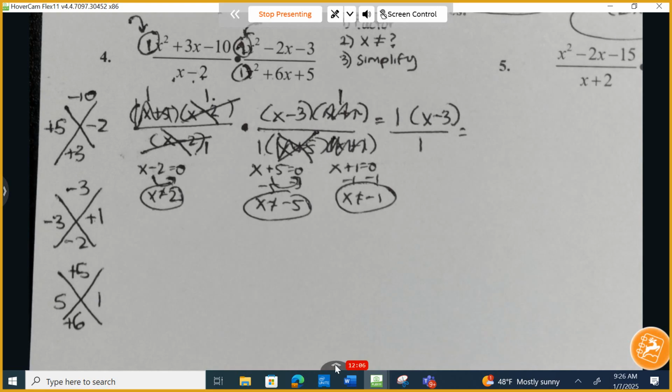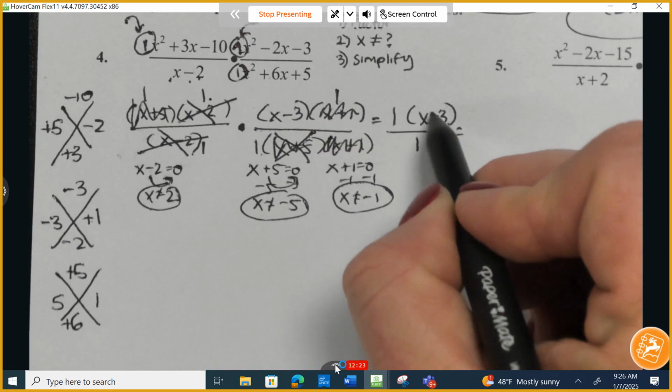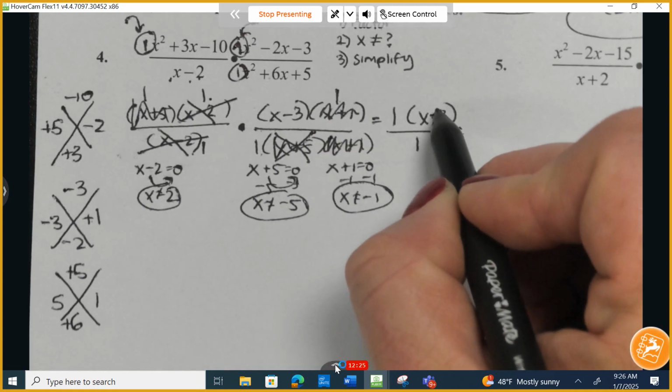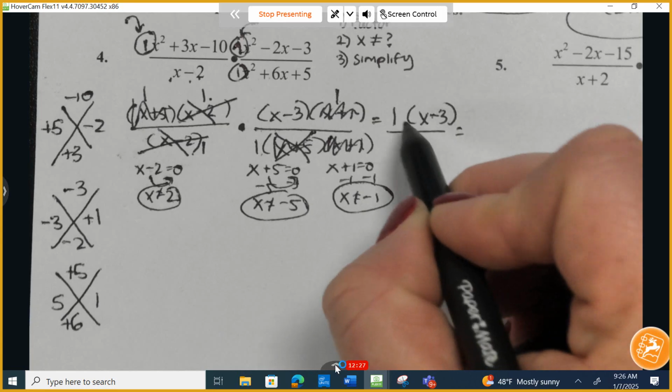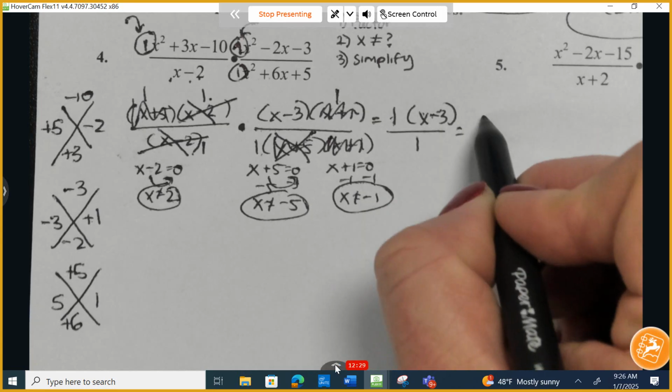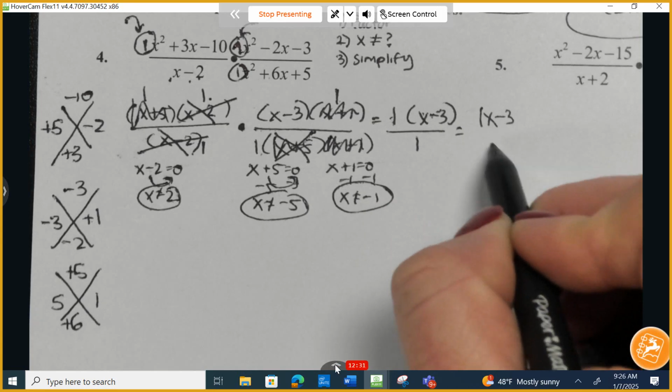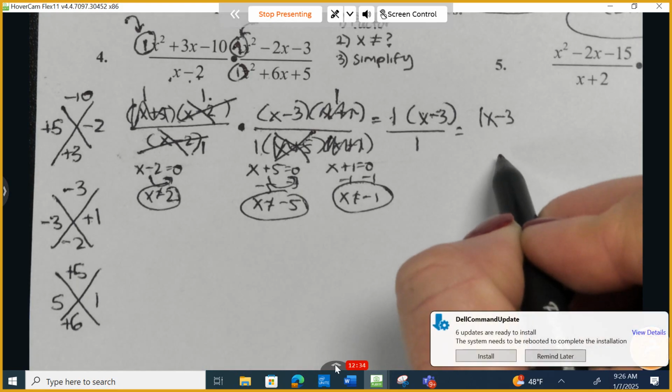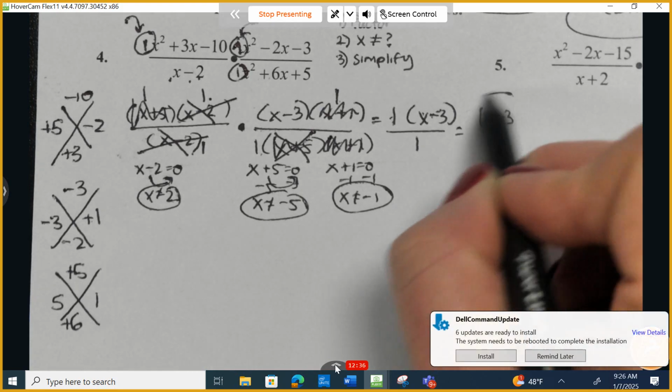What do you think this simplifies to? Turn to your partner. What does 1 times x minus 3 over 1 simplify to? That's not wrong, but what's another way to write it? Talk to your partner. Go. What's 1 times anything? Itself. So this would be 1x minus 3. Okay, 1x minus 3. Do I need to write divided by 1? Does it change anything when you divide by 1? So there we go. Done.